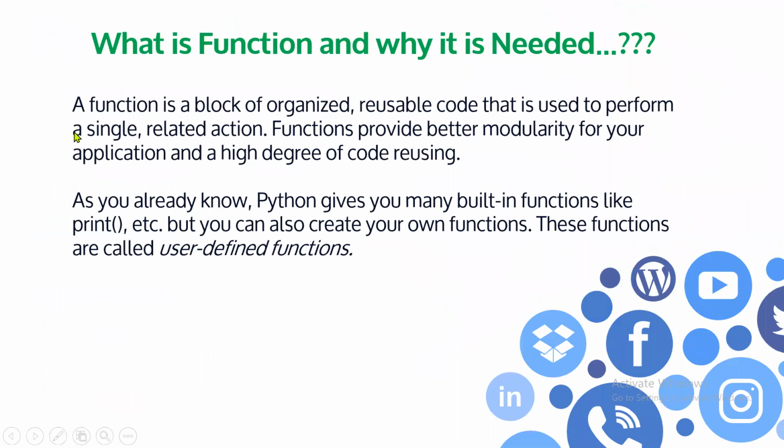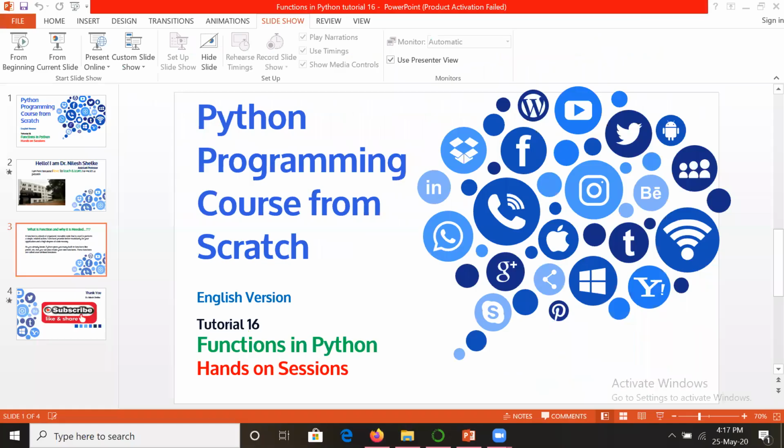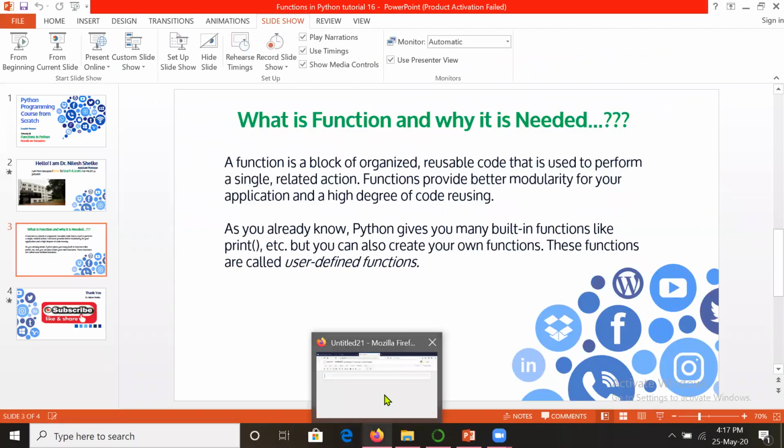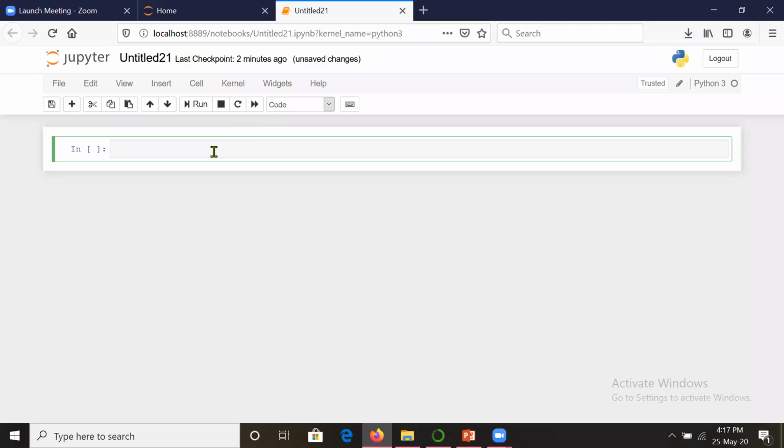This is the definition of a function. A function is a block of organized, reusable code that is used to perform a single related task. That means it is a piece of functionality that is doing some particular task. Let us move ahead and directly shift to the Jupyter notebook so that our concepts will be clear.